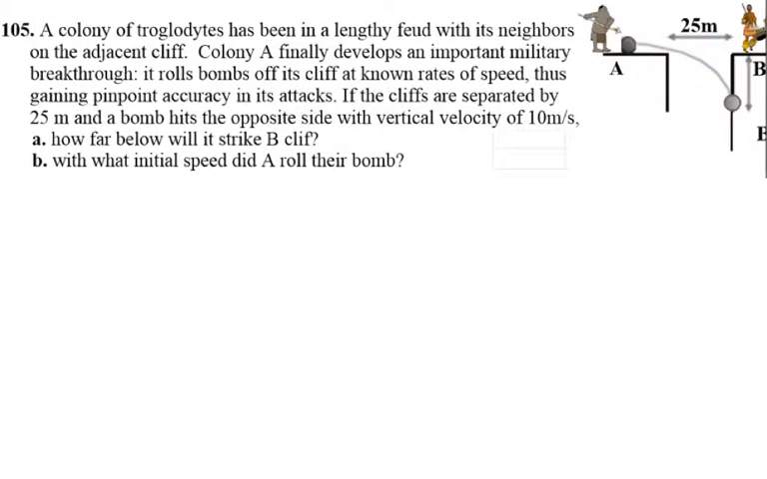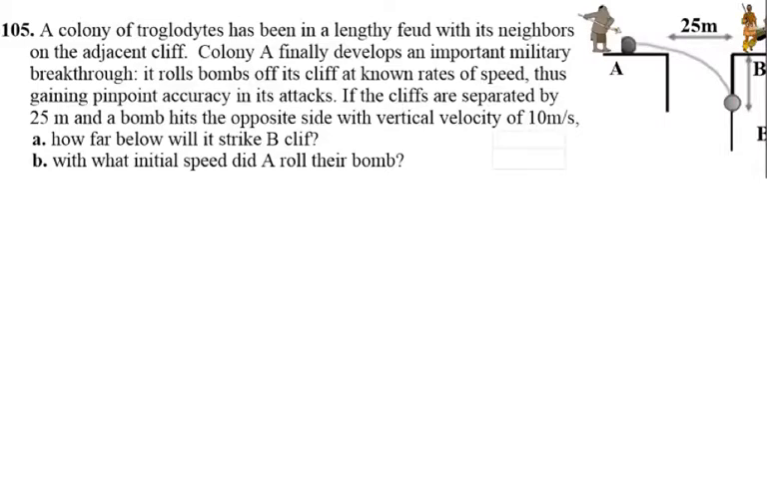Here's one more troglodyte question. A colony of troglodytes has been in a lengthy feud with its neighbors on the adjacent cliff. Colony A finally develops an important military breakthrough. It rolls a bomb off the cliff with known rates of speed, thus gaining pinpoint accuracy in its attacks. If the cliffs are separated by 25 meters and the bomb hits the opposite side at 10 meters per second, how far below does it hit and what's the initial velocity?